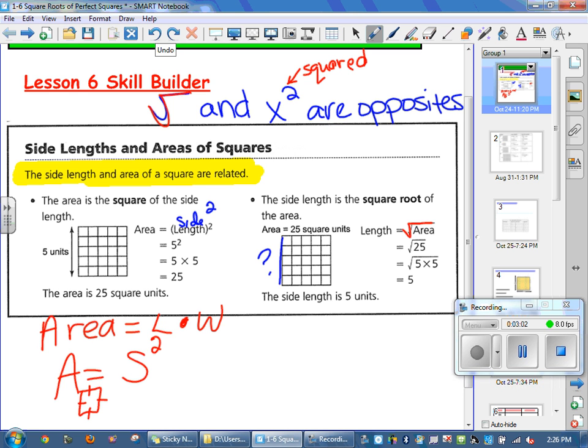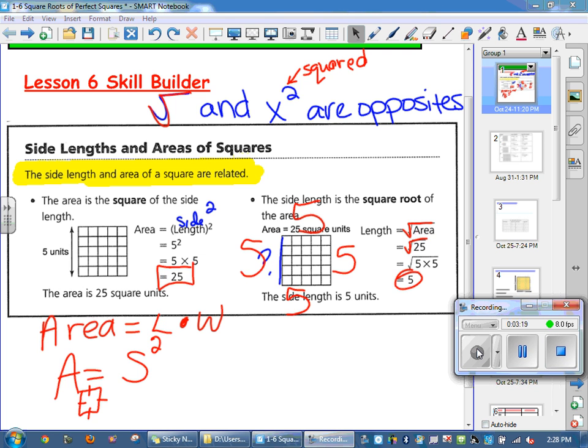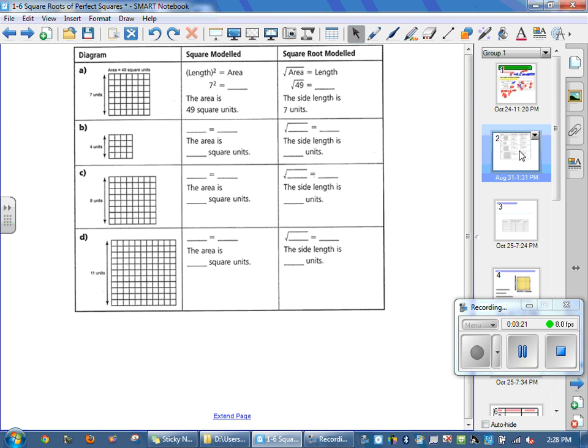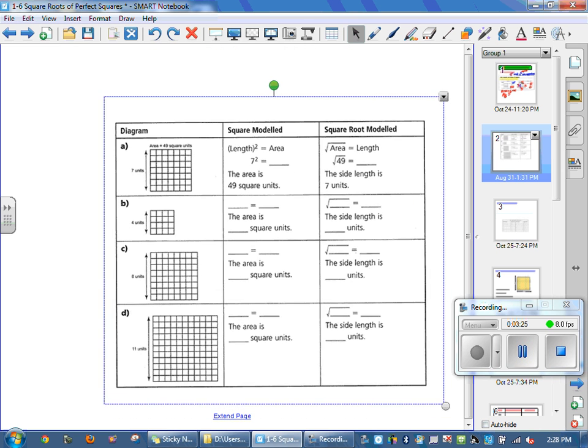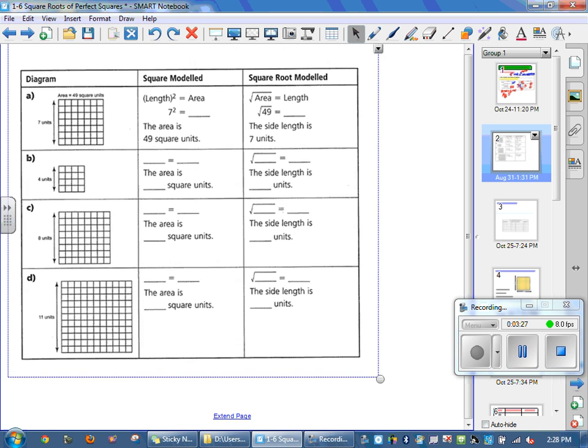So if I take the square root of 25, I'm going to get my 5. That's how I know that it's 5 by 5 by 5 by 5. All the sides are the exact same. Let's continue with the next part. You can see a diagram here. Let's make this a little bigger and see what we can see here.